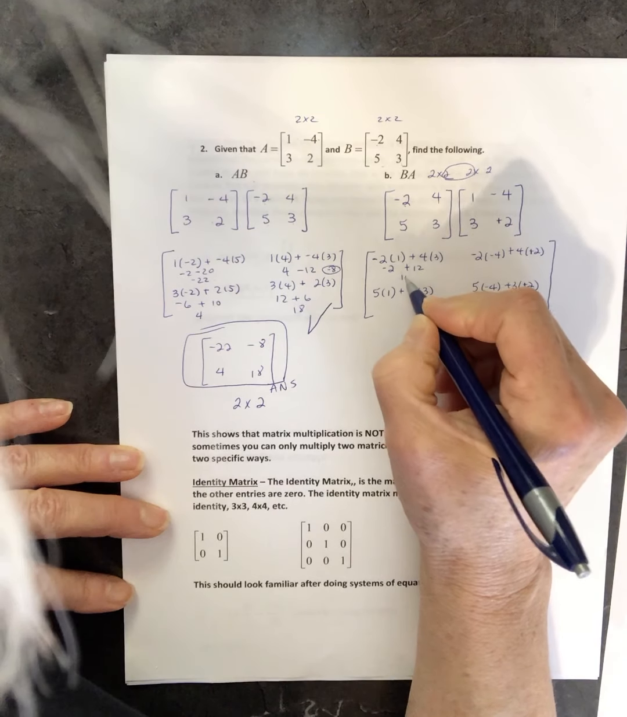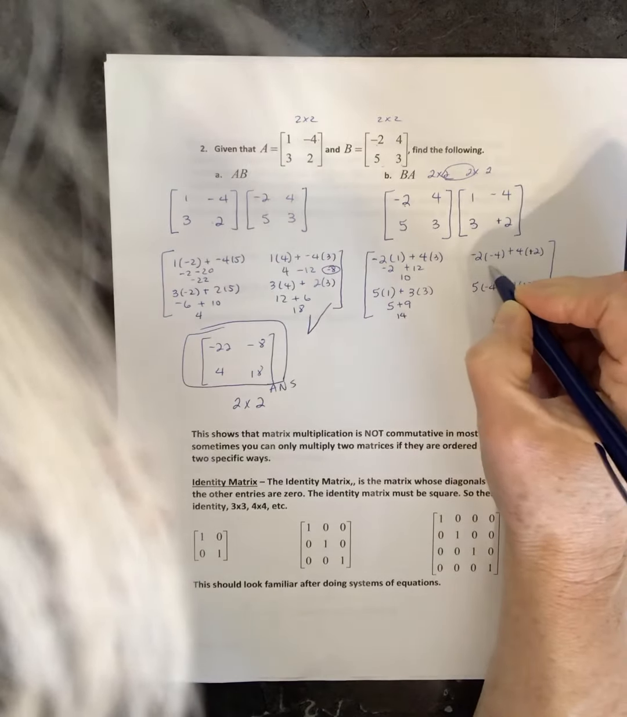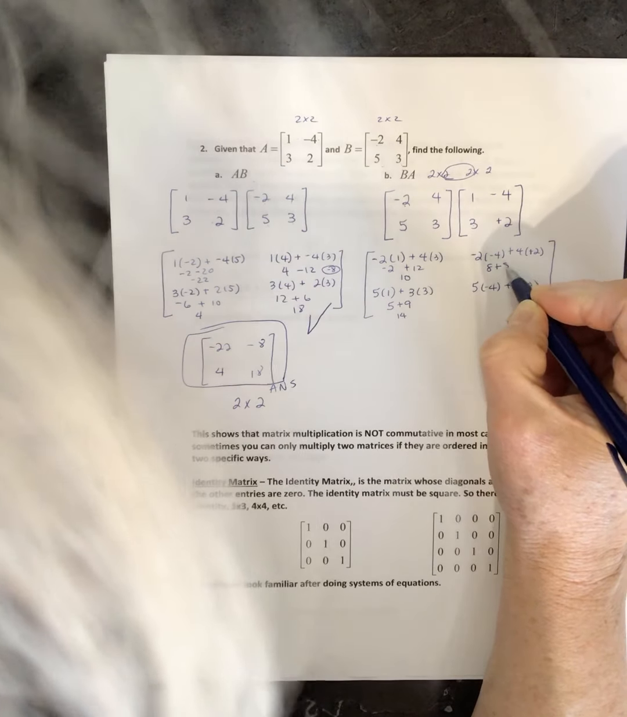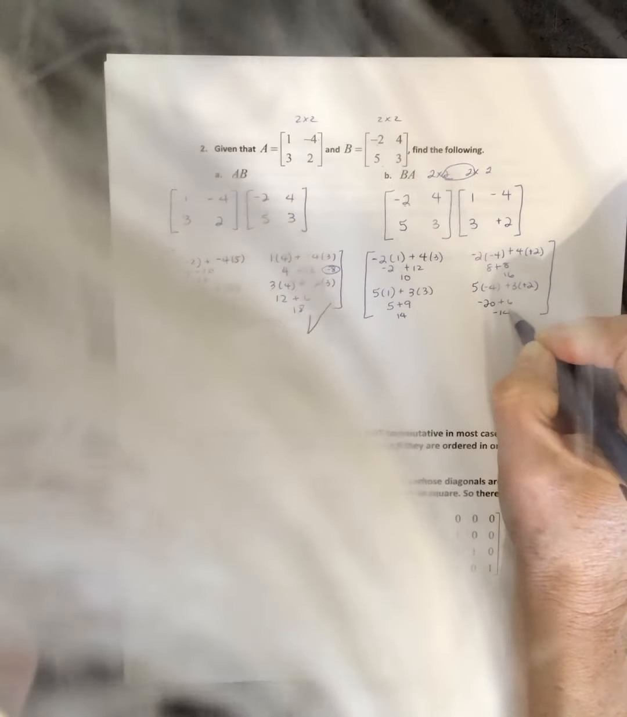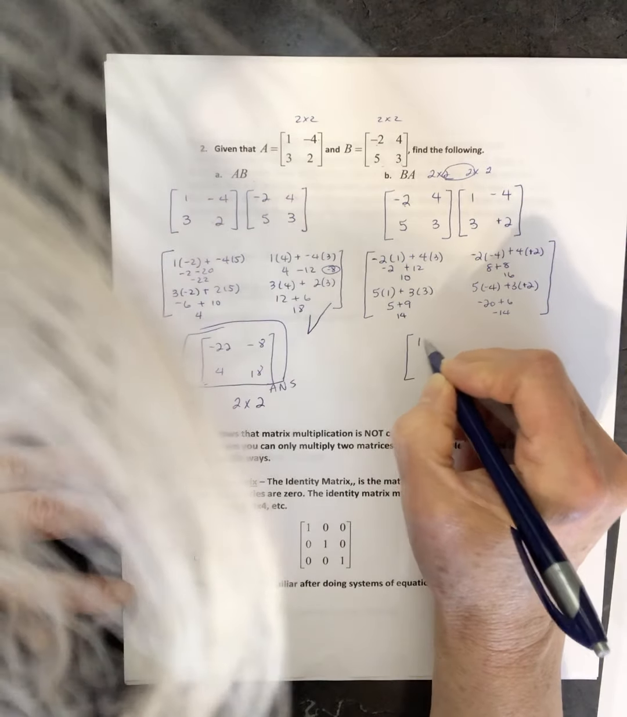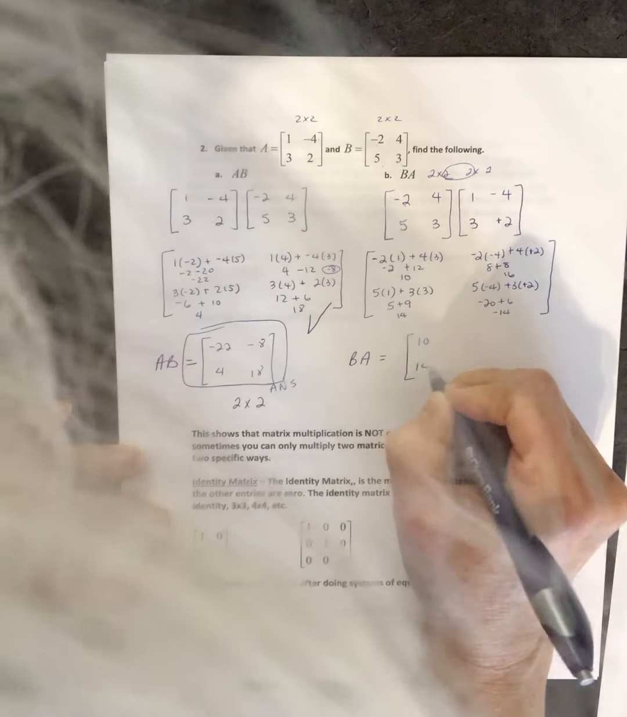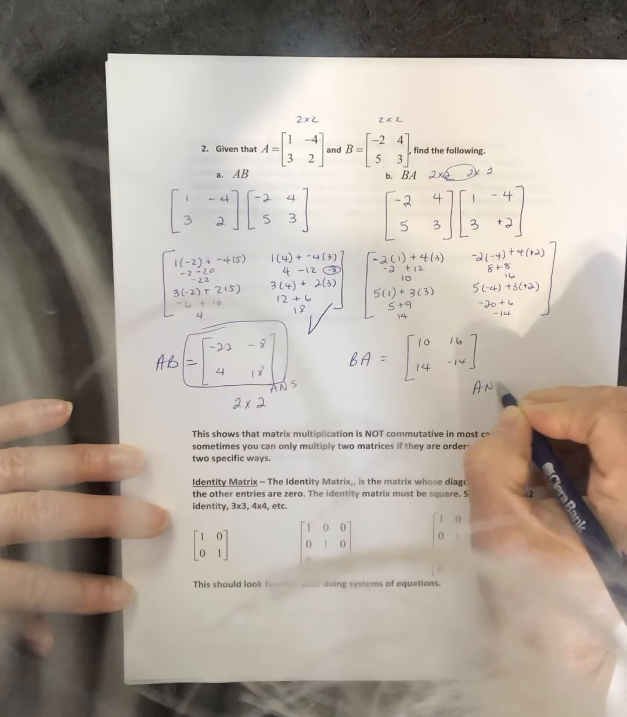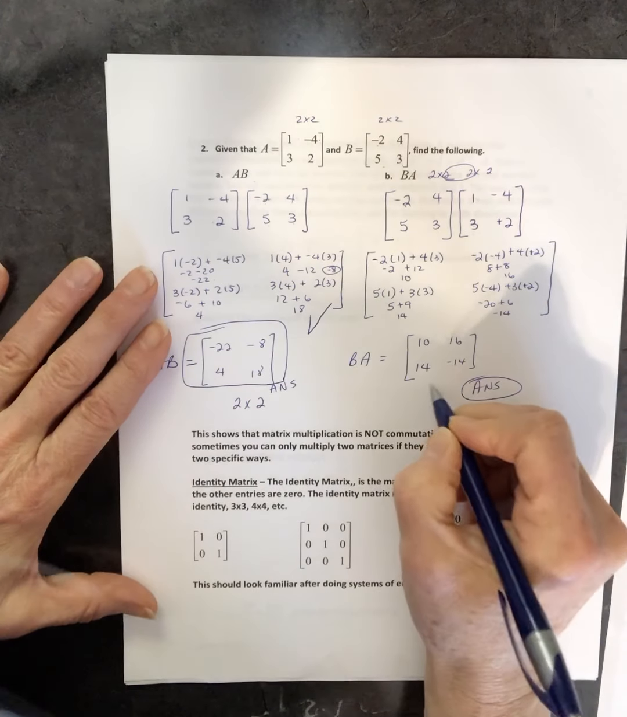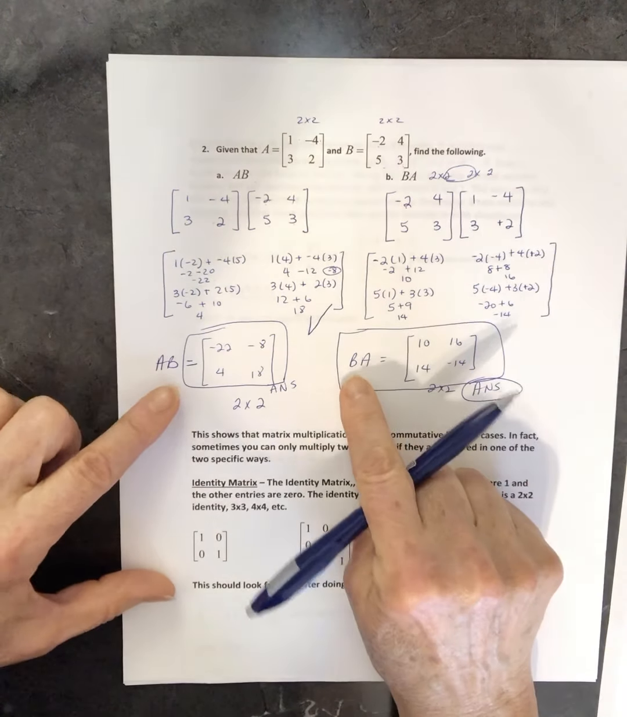So -2 plus 12 is 10. 5 plus 9 is 14. 8 plus 8 is 16. -20 plus 6 is -14. So that product, so this one is A times B. This one is B times A. Notice they're very different. Barring I make a mistake. I could have made a mistake. It does happen. You already saw me make one. So this is B times A.